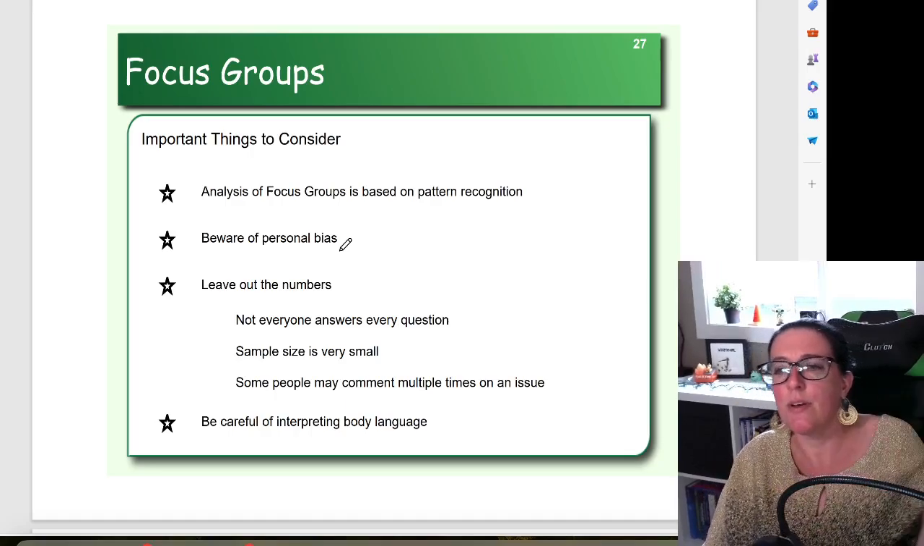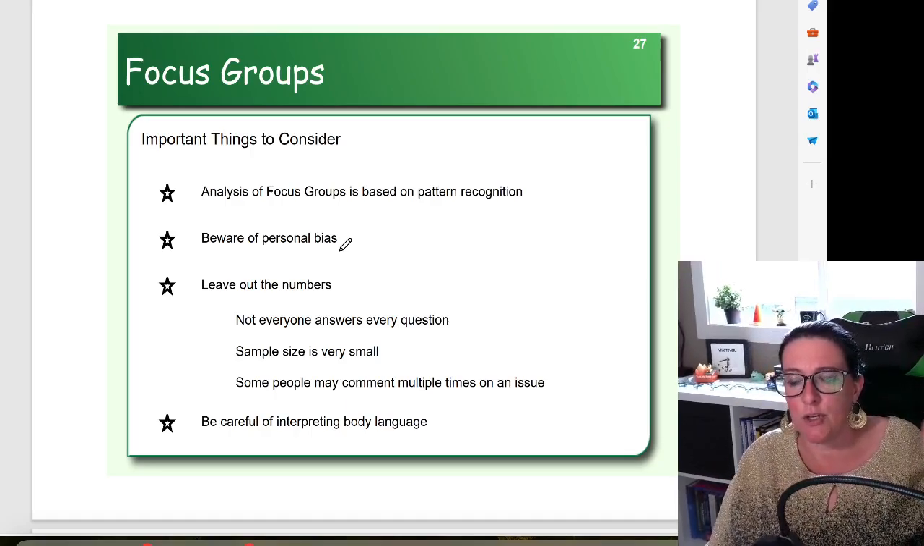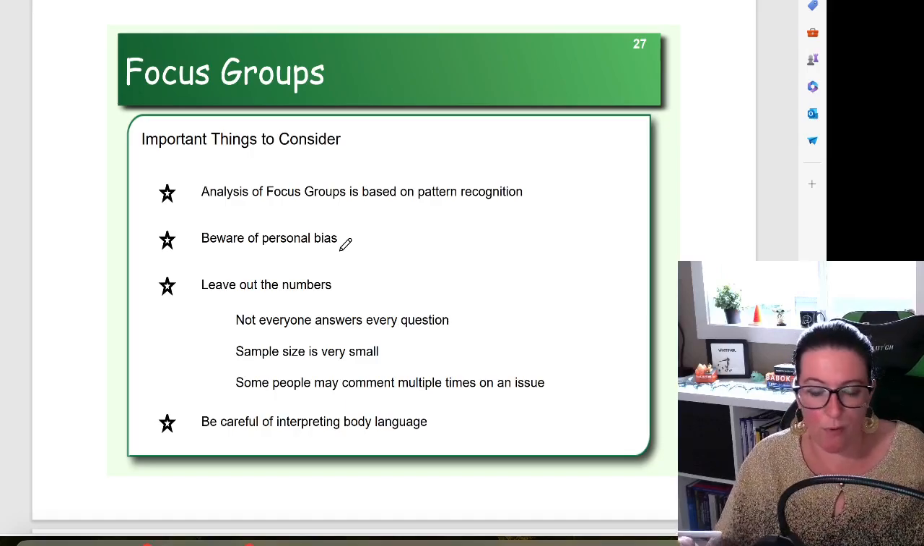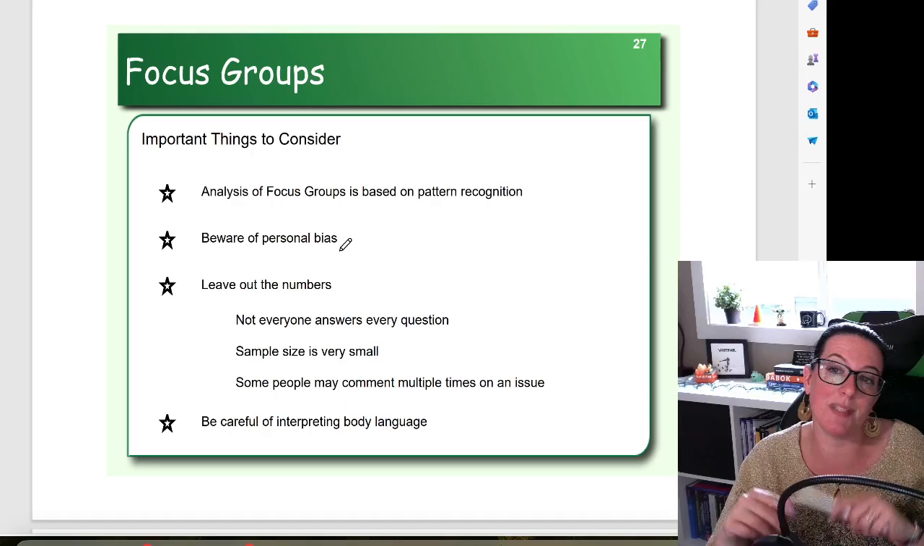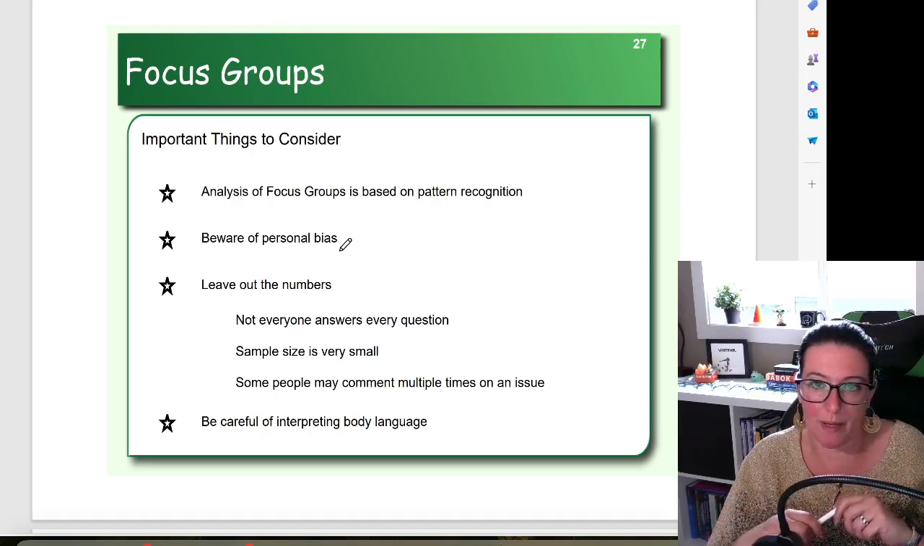Leave out numbers. Not everyone answers every question. Your sample size is very small because you only did a focus group of 8 to 12 people. And some people may comment multiple times. So just because it appears multiple times doesn't mean that it's important to everybody.